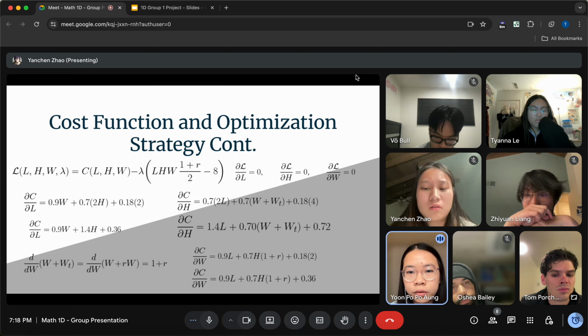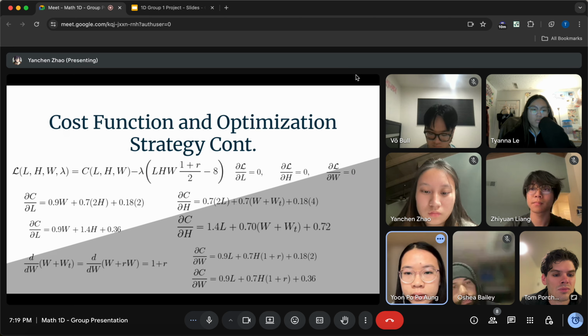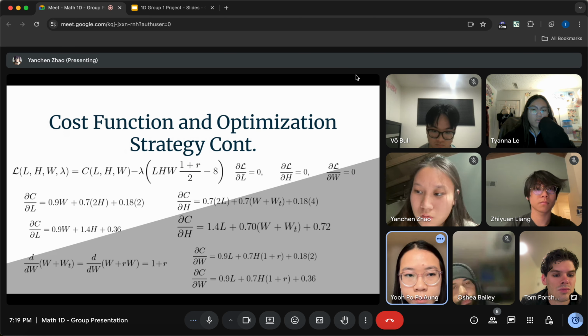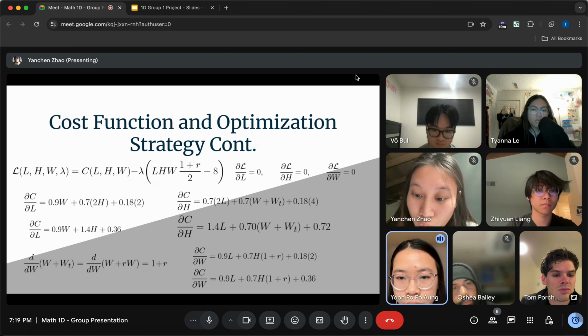We're also going to find the partial derivative of the cost function with respect to length, height, and also the bottom width. Next slide, please. Can we go to the next slide?